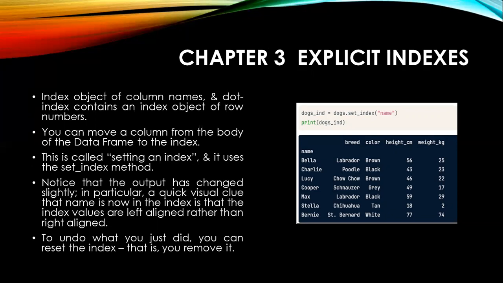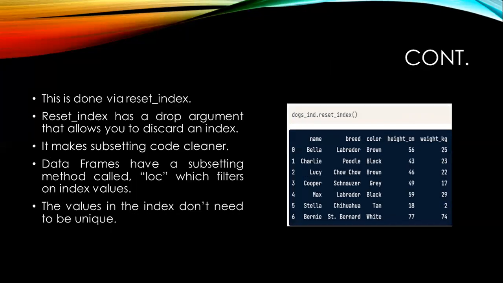To undo what you just did, you can reset the index, that is, you remove it, as shown in this example. This is done by reset underscore index. Reset underscore index has a drop argument that allows you to discard an index. It makes subsetting code cleaner. Data frames have a subsetting method called loc, which filters on index values. The values in the index don't need to be unique.